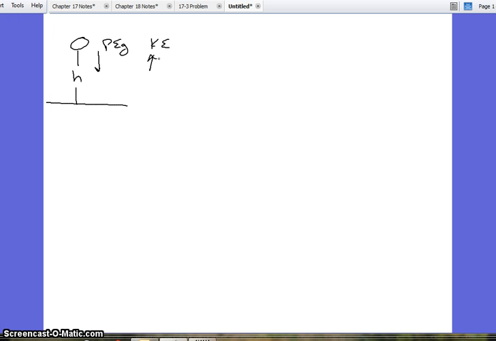So the total energy stays the same. It's just as one form of energy goes down, the other form of energy goes up. Now we can calculate that gravitational potential energy through the equation mgh. Can we simulate the same type of situation now, only with electricity? And the answer is yes.